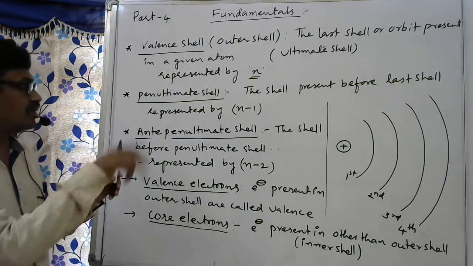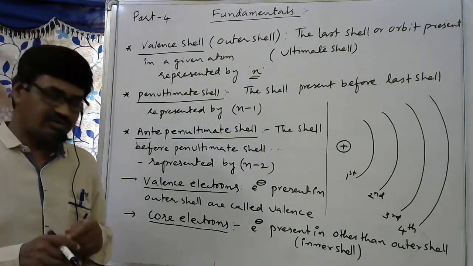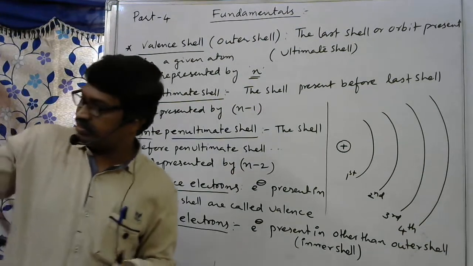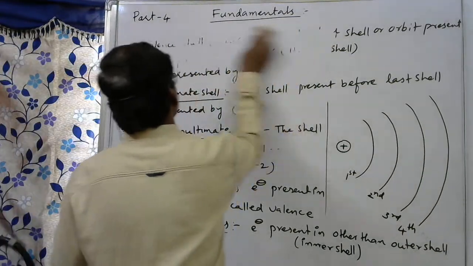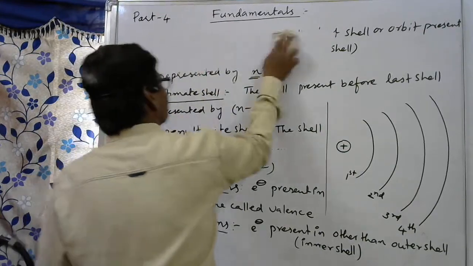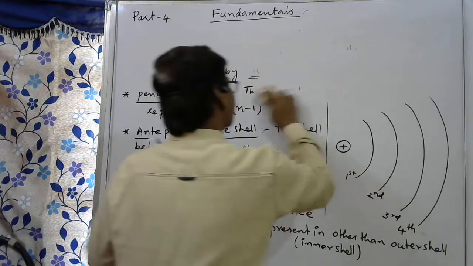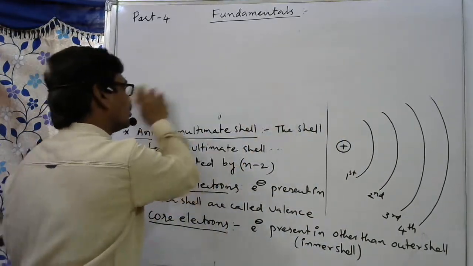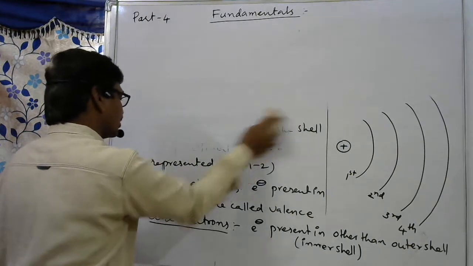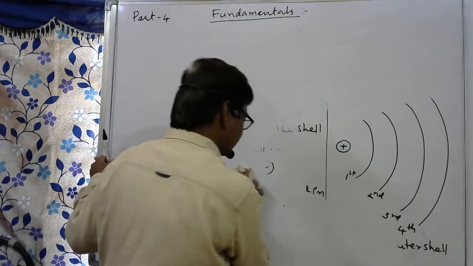Then after, if you know about this, we can go for the next heading, that is electron configuration. Electron configuration means what? It is simply the arrangement of electrons in different orbitals, the distribution of electrons in different orbitals in a given atom.